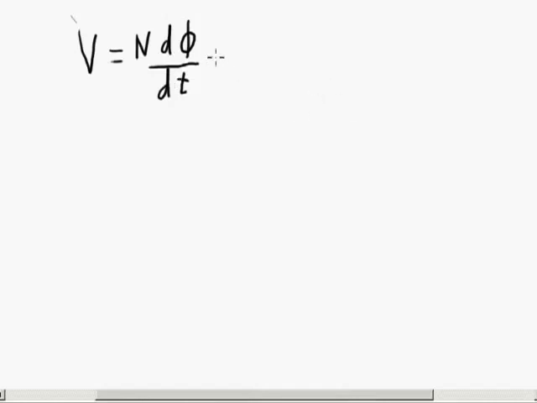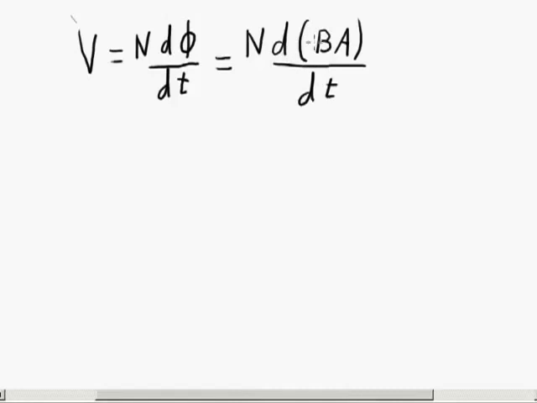Another way to write this is if we remember what flux is, and we write flux in terms of flux density. Flux is going to be equal to flux density times area. So N times flux density times area is the flux. You can see from this equation that if you have a changing magnetic field, you'll induce a voltage, or if you have a changing area, you'll induce a voltage, or if you have both.